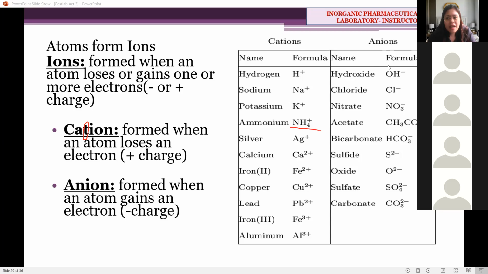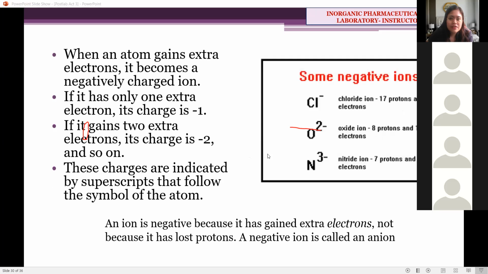Now the anions, they are negatively charged. They can be single elements, or they can be polyatomic ions, meaning they are composed of two or more elements, like hydroxide. So OH negative. Hydroxide is an ion, but a polyatomic ion because it is a combination of oxygen and hydrogen. But it is negatively charged, so it falls under anions.